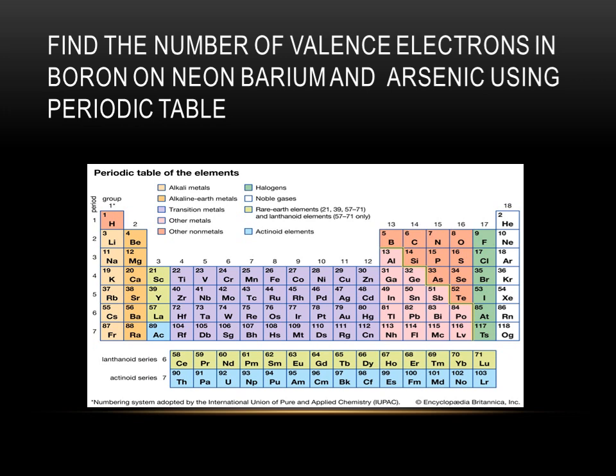In a similar way, if we talk about barium, look at the periodic table and try to find barium. Barium belongs to group 2. So barium has 2 electrons in its valence shell. Similarly, sodium belongs to group 1, so it has 1 electron in the outermost shell. In a similar way, you can find the valence electrons of different atoms by using the periodic table.